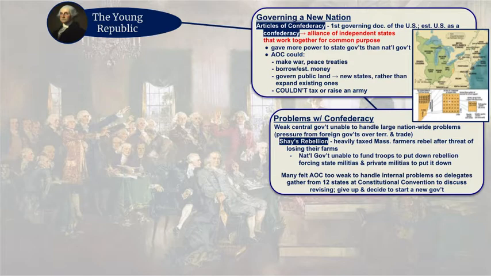What if it happens again? What if it's bigger next time? This new government is too weak. And again, many felt that it was too weak to handle internal problems. And so enough of the fancy enlightened people of this time, what we call our founding fathers, decide, let's meet together and let's fix the Articles of Confederation.